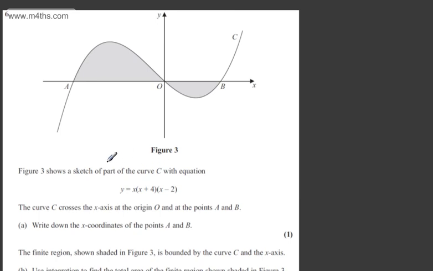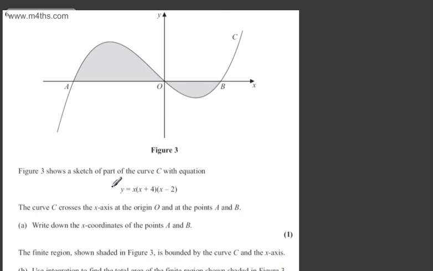In question 6, we're told figure 3 shows a sketch of part of a curve C with equation y is equal to x multiplied by x plus 4 multiplied by x minus 2. The curve C crosses the x-axis at the origin O and the points A and B. In part A, for 1 mark, we need to write down the x-coordinates of the points A and B.